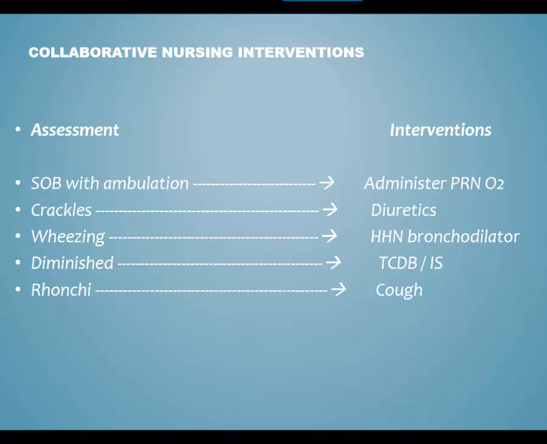In general, if a patient has crackles, they need a diuretic. Coughing will not help that. If wheezing, they need a handheld nebulizer. For stridor, they need racemic epi as a handheld nebulizer. For diminished breath sounds or rhonchi, we encourage incentive spirometer, coughing, deep breathing, and maybe a handheld nebulizer. So for each symptom, there is usually a specific intervention that is best to be done.